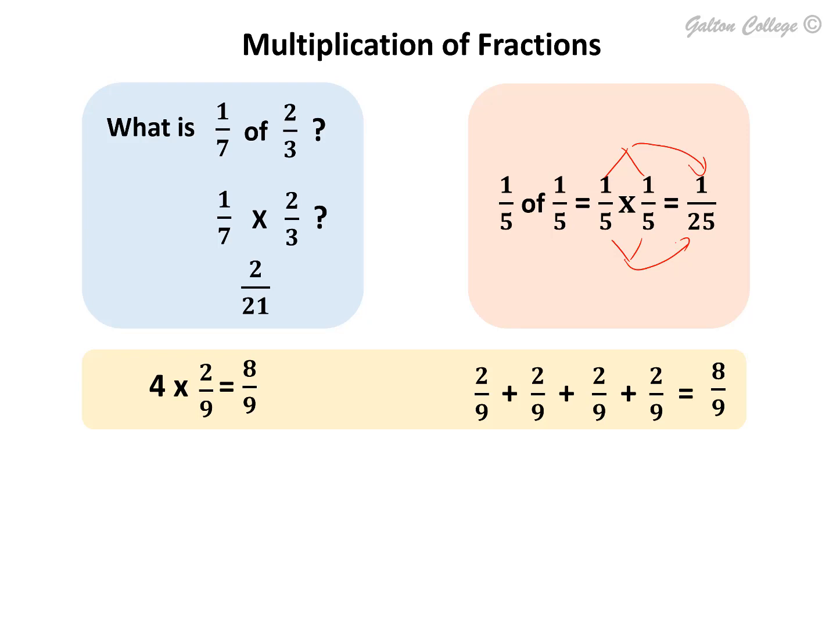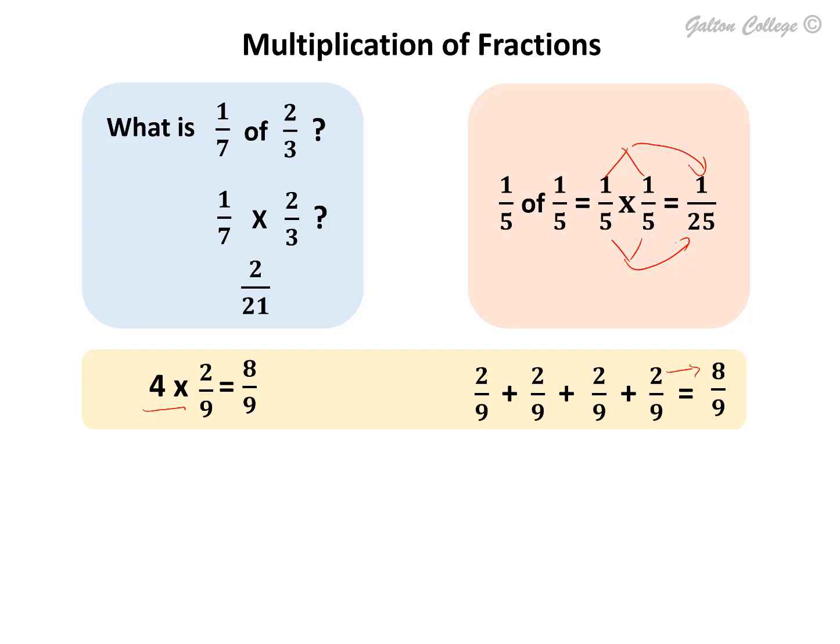So if we add 2/9 4 times, which is the multiply by 4, we've got 2, 4, 6, 8. And that gives us 8. The numerators add up to 8. We leave the denominators because we're adding. So the answer is 8/9. 2/9 plus 2/9 plus 2/9 plus 2/9 is equal to 8/9.